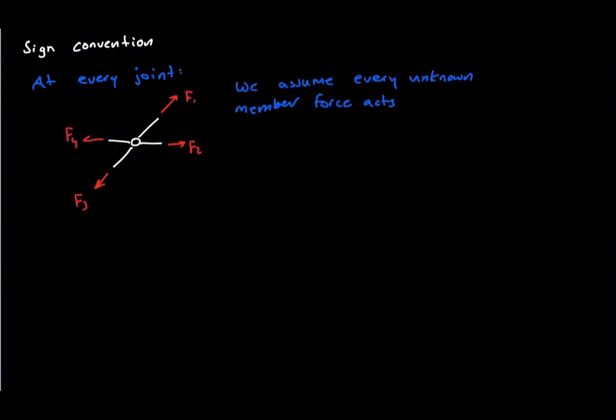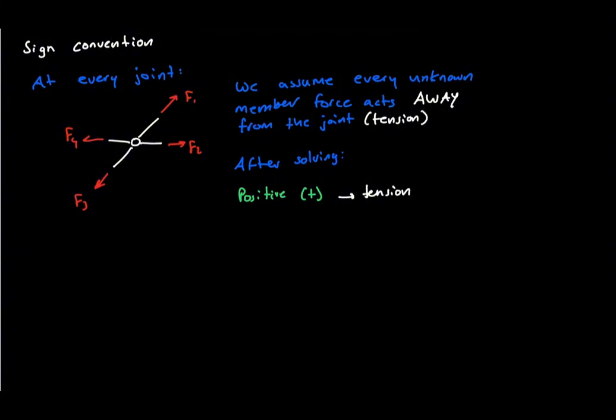Throughout this series, we'll use one simple sign convention. At every joint, we'll assume that every unknown member force is in tension. That means we always draw the unknown forces pointing away from the joint. If our calculation gives a positive value, the member is indeed in tension. If the result is negative, the member is actually in compression. This approach keeps every joint analysis consistent and avoids guessing the force directions.